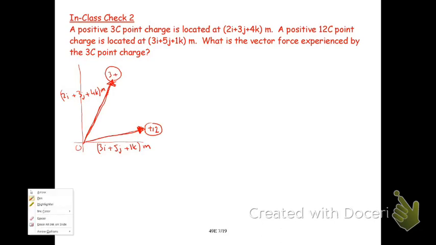I'm going to change colour pens so you know I'm doing something. Now I'm thinking about that. Before I was writing down information, and now I'm going to think about that. And of course what I'm going to realise is I have a force in that direction, and I have a force in that direction. But I'm not interested in both those forces. I'm only interested in one of them, and it is, what is the vector force experienced by the 3 Coulomb point charge? That's the force that I want.